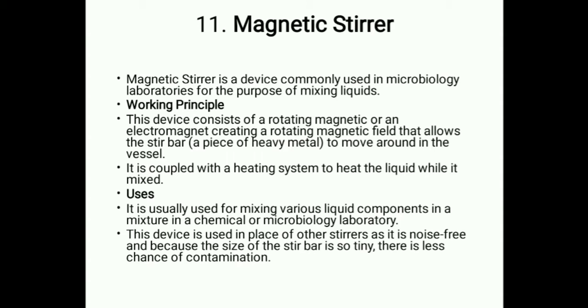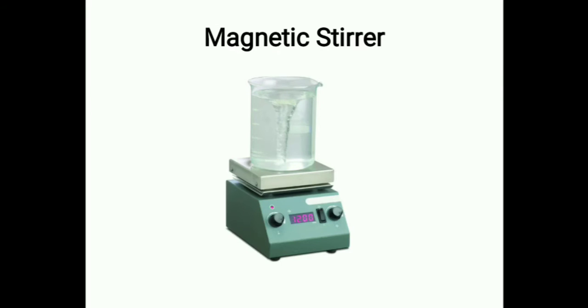Talking about the uses, it is usually used for mixing various liquid components in a mixture in a chemical or microbiological laboratory. This device is used in place of other stirrers as it is noise free, and because the size of the stir bar is tiny, there is less chance of contamination. So this is a magnetic stirrer.